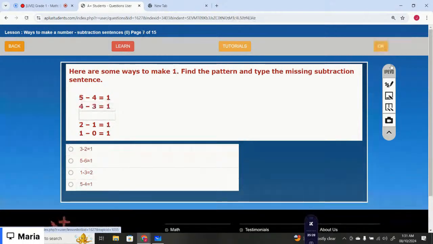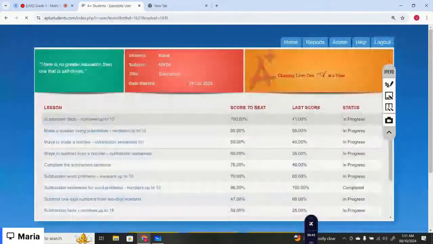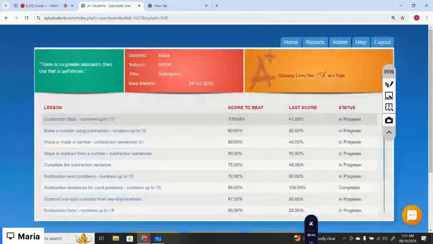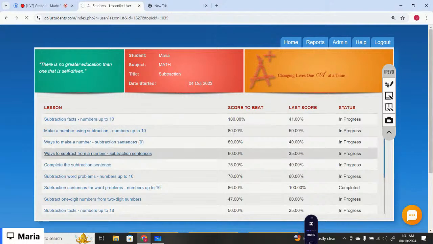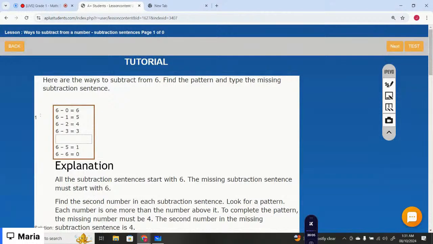Okay, you can complete the lesson by yourself later today. Let me just move on to next lesson. Okay, the next one is ways to subtract from a number, subtraction sentences. Let's just start with the next lesson. Okay, here are the ways to subtract from 6. Find the pattern and type the missing subtraction sentence.